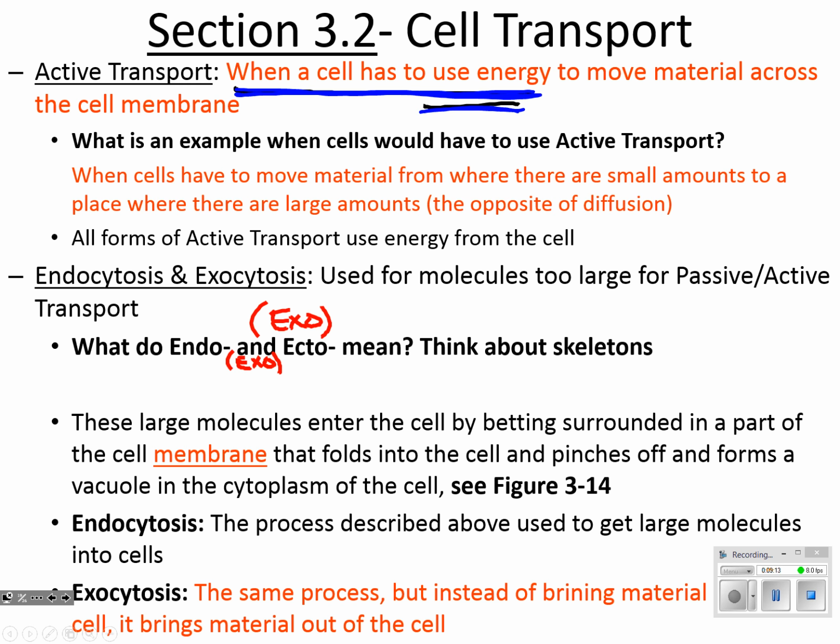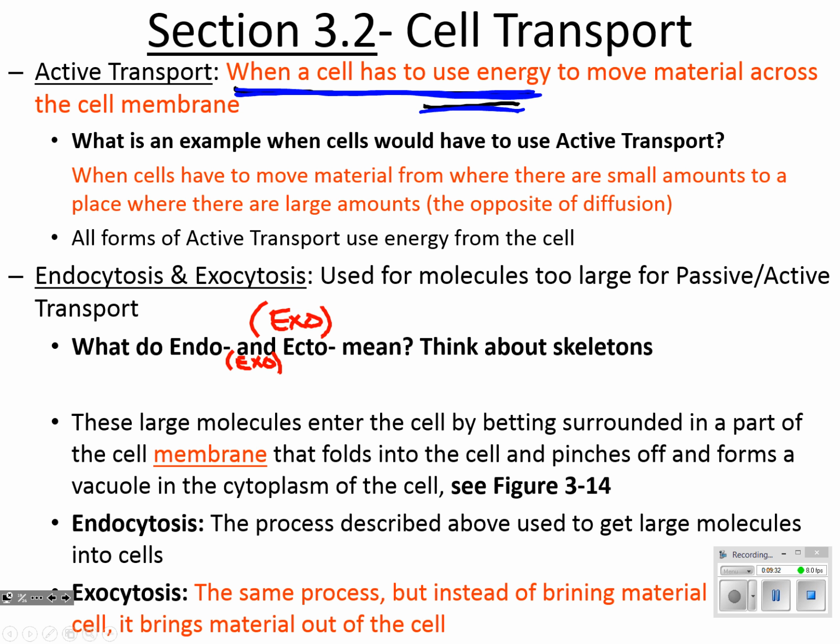An example of active transport for cells would be if a cell needs to move something against diffusion. So if it has to move something from an area where there's a little to an area where there's a lot, that's going to take energy. Okay, that is active transport. So active transport uses energy, passive does not.